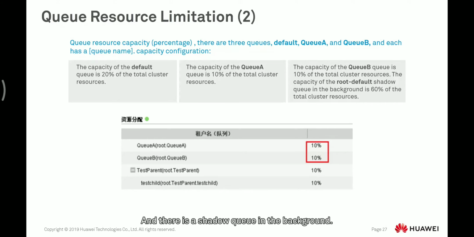And there is a shadow queue in the background. A shadow queue is named XXDefault, which is invisible. The remaining resources of the cluster are allocated to this queue.